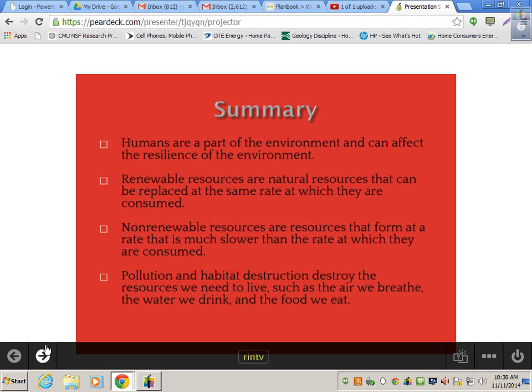So humans are part of the environment. We know it can affect the resilience of the environment. And today is just about starting that conversation, so to speak. Now, renewable resources are natural resources that can be replaced at the same rate at which they are consumed. And non-renewable resources are those that form at a rate that is much slower than the rate at which they are consumed. And pollution and habitat destruction destroy the resources we need to live, like the air we breathe, the water we drink, and the food we eat.